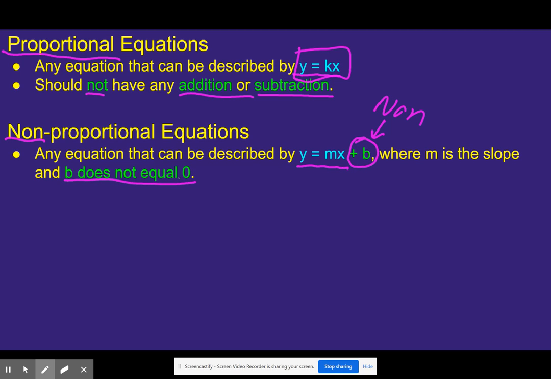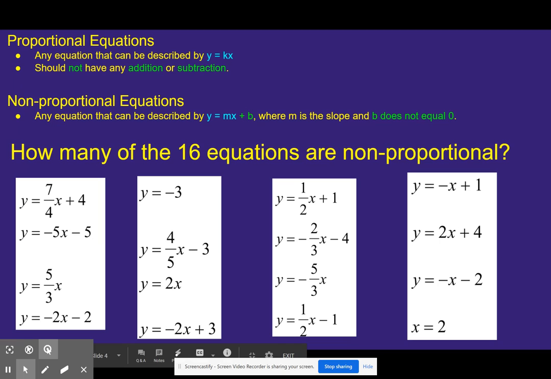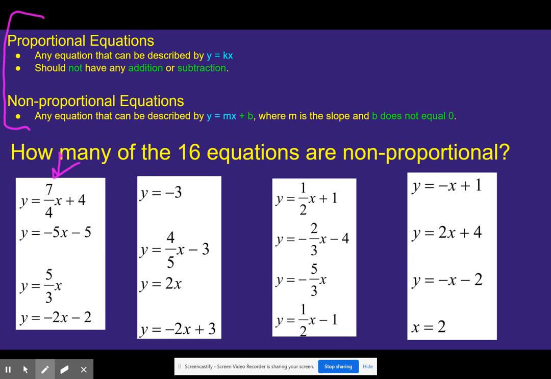So we're going to look at a few examples, and we're going to determine how many of these 16 equations are non-proportional. Use this criteria. I want you to pause the video and look at these first 4 and make a determination of which ones would be proportional. You can use a P for proportional and an N for non-proportional.